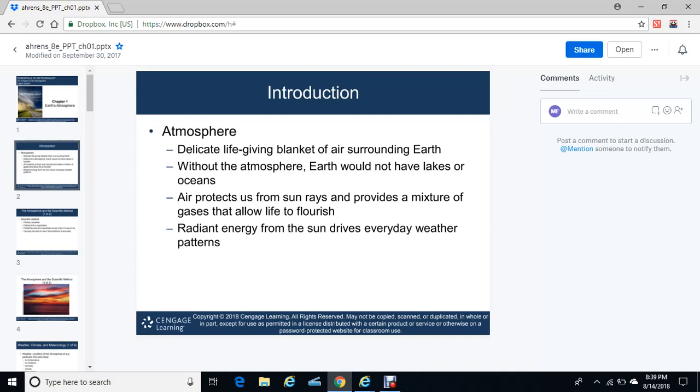You know, we have 78% nitrogen, 21% oxygen. That comprises the troposphere, which is our closest layer of the atmosphere, closest to the ground. That contains all of our weather, the troposphere. So it's 78% nitrogen, 21% oxygen, and just the right mix. The other 1%, by the way, is just other gases such as neon, argon, water vapor, even some CO2 in there. The radiant energy from the sun, that is what drives our everyday weather patterns. The sun is our primary source of what causes the weather.